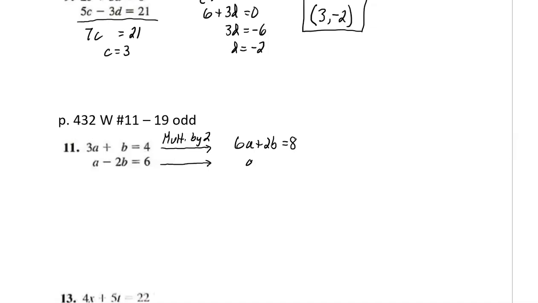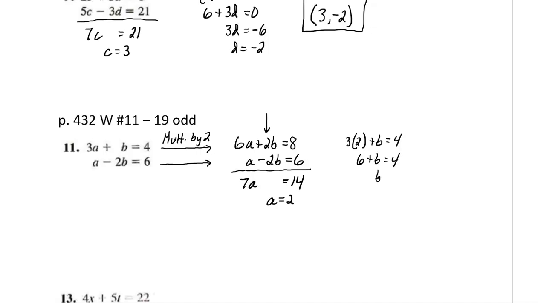Rewrite the second equation with no changes. And observe that the b terms are now opposites. So you can add together. 7a is equal to 14. Therefore, a equals 2. Now use substitution to get the answer for b. You can use either of the original equations. I'm going to use the first equation. And the ordered pair is 2 comma -2.